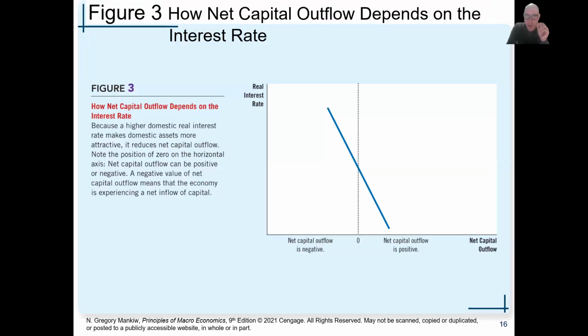We have the real interest rate represented here on the y-axis, and on the x-axis we have the net capital outflow. We see the slope going downward and to the right, representing that interest rate based off of capital outflow. Less than zero, the net capital outflow is negative, of course. Greater than zero, it's positive.